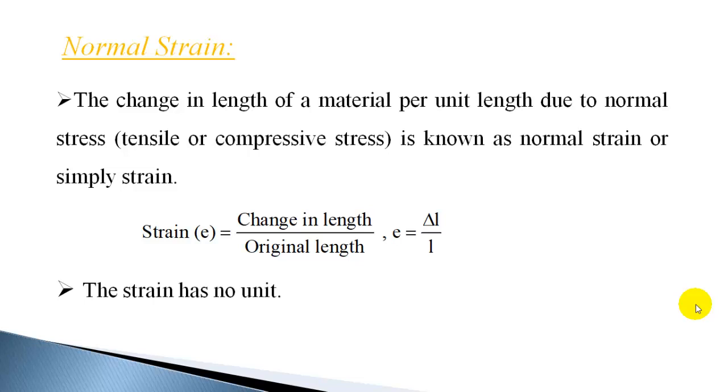So a normal strain is the ratio of change in length to the original length of a material when subjected to normal stress. Usually when you mention strain, it means normal strain. We will not specifically mention it as normal strain. So strain is the ratio of change in length to the original length, and it has no unit.